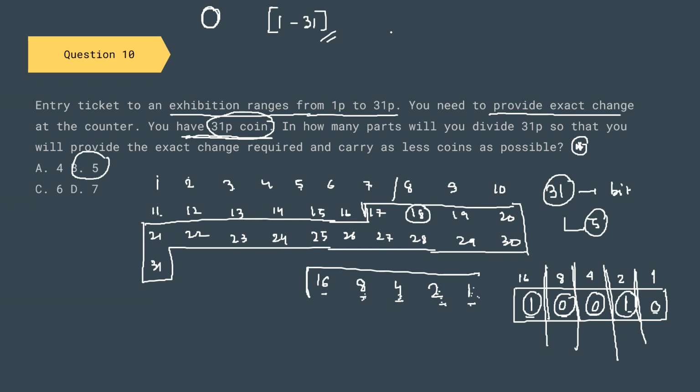So if we have any question like, how many denominations we will require to give any value between 1 to 128, it will be the number of bits required to represent this. The number of bits required for 1 to 127 is actually 7 bits. And using 7 unique denominations, we can give exact change for any value between 1 to 127.